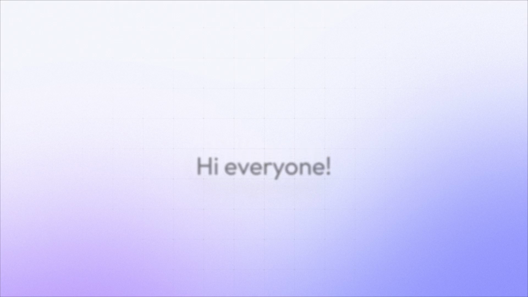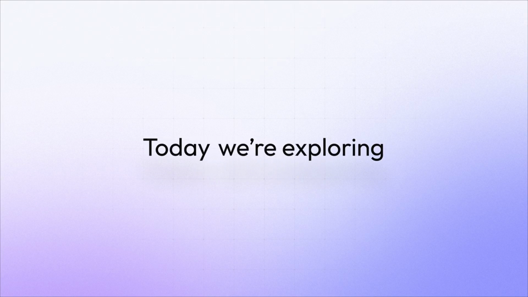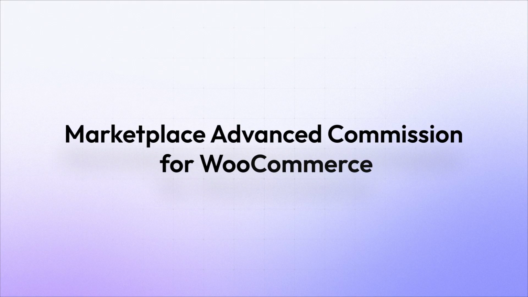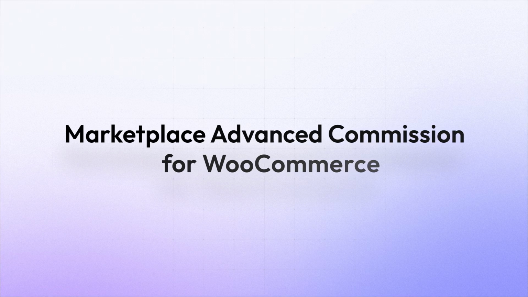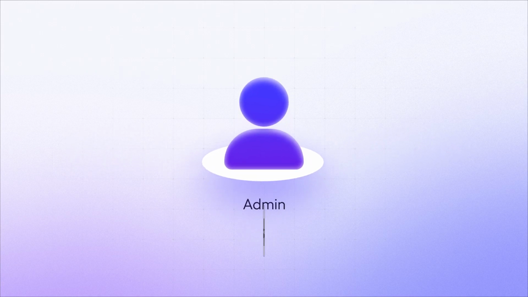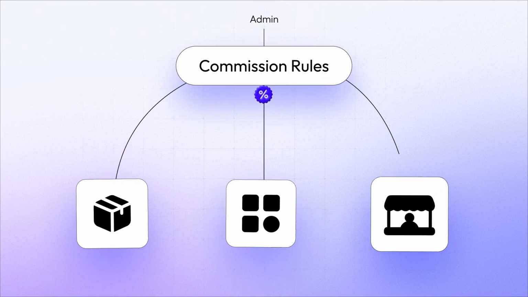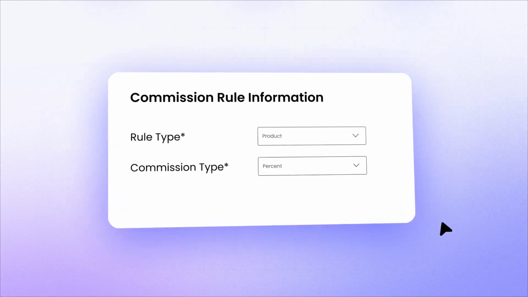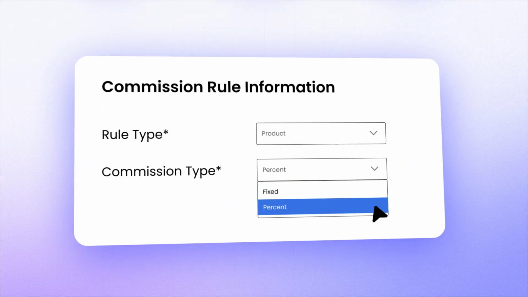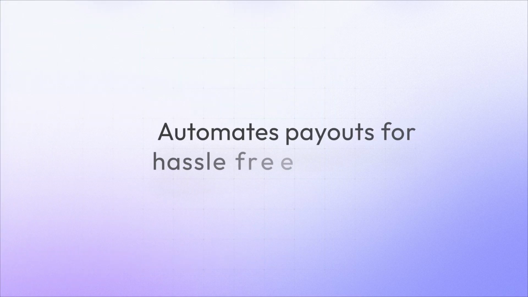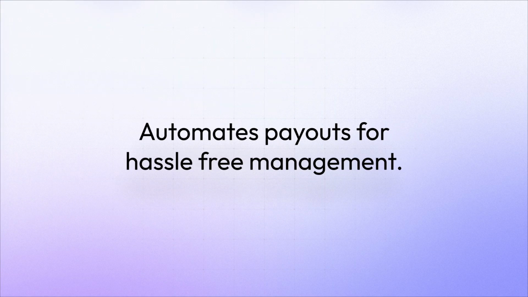Hi everyone! Today we're exploring the Marketplace Advanced Commission plugin for WooCommerce. It lets admins set flexible commission rules by product, category, or vendor. It supports fixed or percentage rates and automates payouts for hassle-free management.